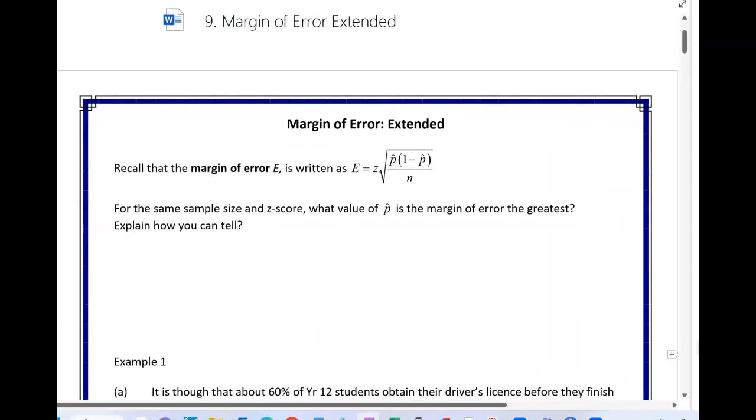So capital E or lowercase e doesn't matter. I think I've used capital E, but your E activity uses lowercase e. Some books use lowercase e. I want you to think about this scenario. And that is, when will that margin of error be the greatest? Given your sample size is a fixed number, whatever that is, your Z is a fixed number, but what does your sample proportion have to be such that that margin of error will be the greatest? I want you to think about that.